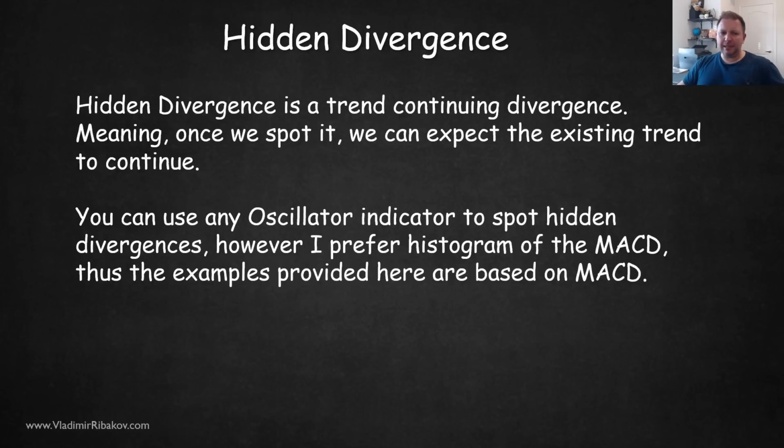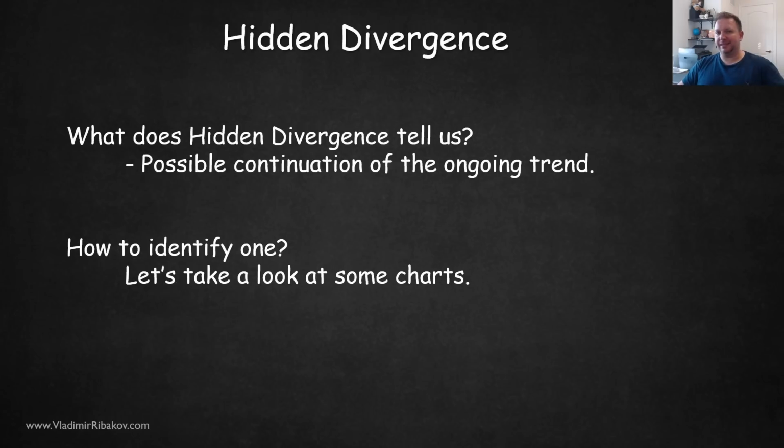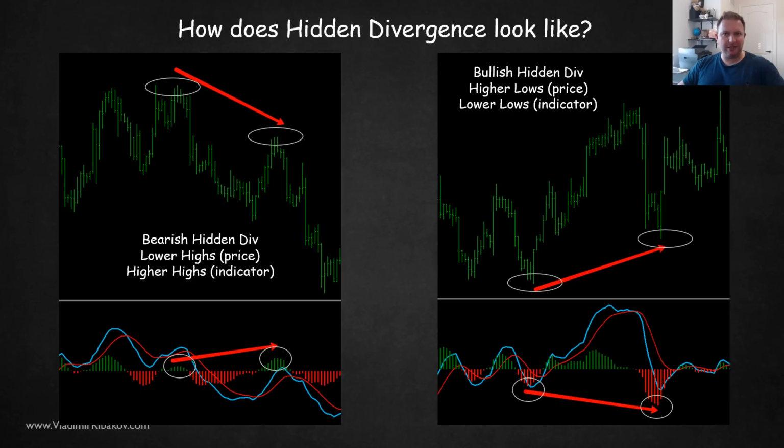Now, any oscillator could be acceptable here for the purposes of hidden divergence. I personally prefer to use the histogram of the MACD. Therefore, in the video, you will see me using the MACD, or the MACD as traders love to call it, with its default settings. So what does the hidden divergence tell us? The possible continuation of the ongoing trend. How do I identify that? How do we work with that? Let's see some charts and not waste the time.